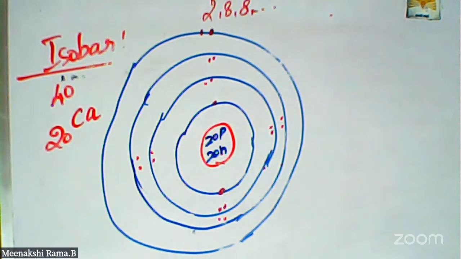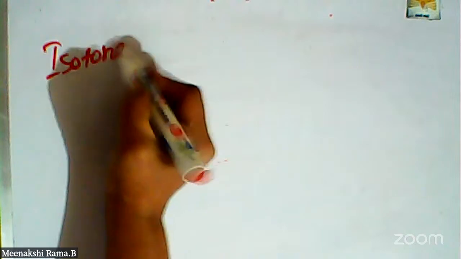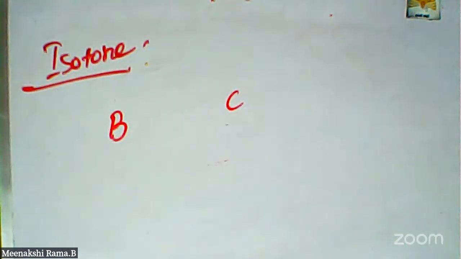Okay, and next one is isotone. Isotope, isobar, and then isotone. What is isotone? Isotone means the number of neutrons is the same. For the above, one example is boron and carbon. Boron and carbon are an example of isotones.